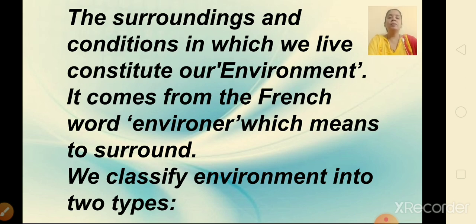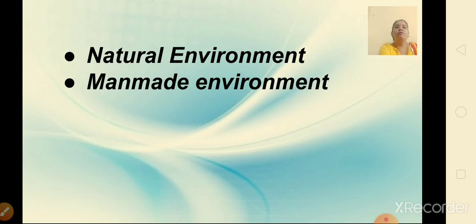Right, children? So, basically, the place, people, thing and nature that surround any living organism is called environment. It is a combination of natural environment as well as man-made environment.